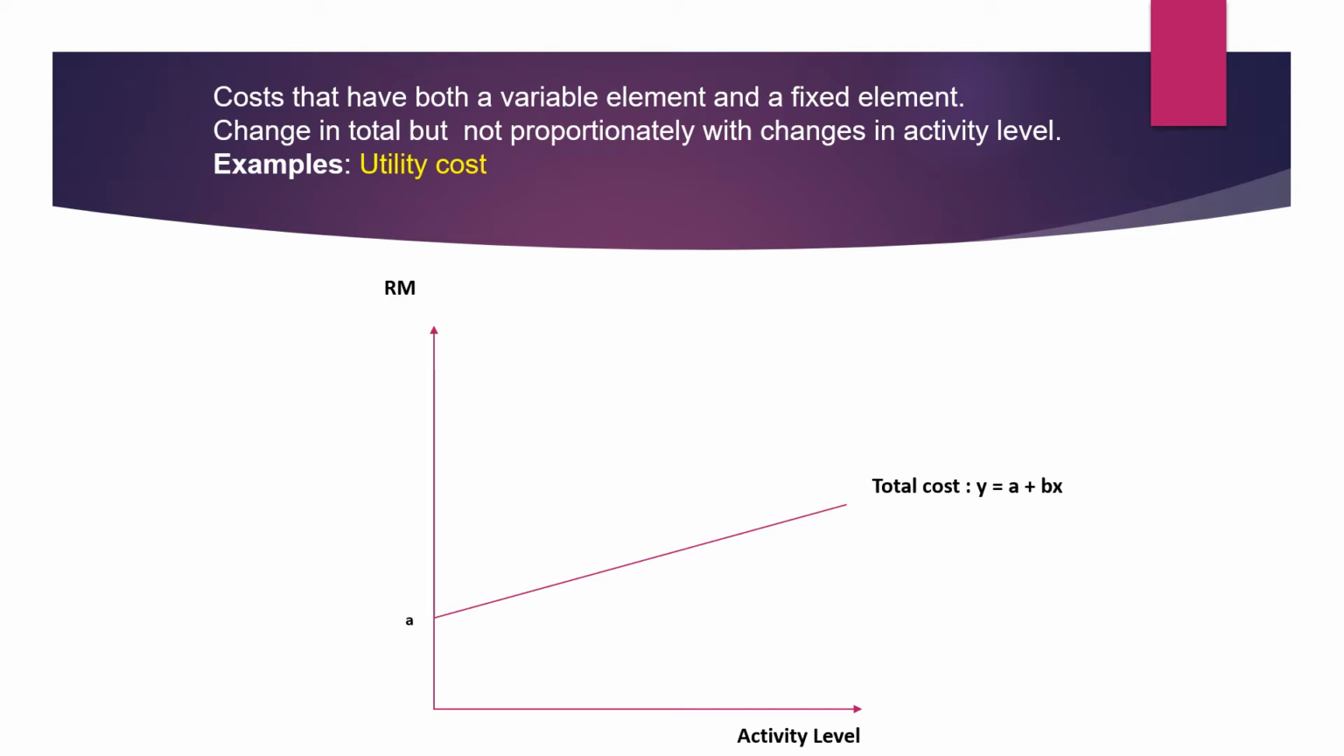What is a mixed cost? Mixed cost is a cost that has both a variable element and a fixed element. It changes in total but not proportionately with changes in the activity level. For example, the utility cost. In the utility cost, we have both a variable and a fixed element.